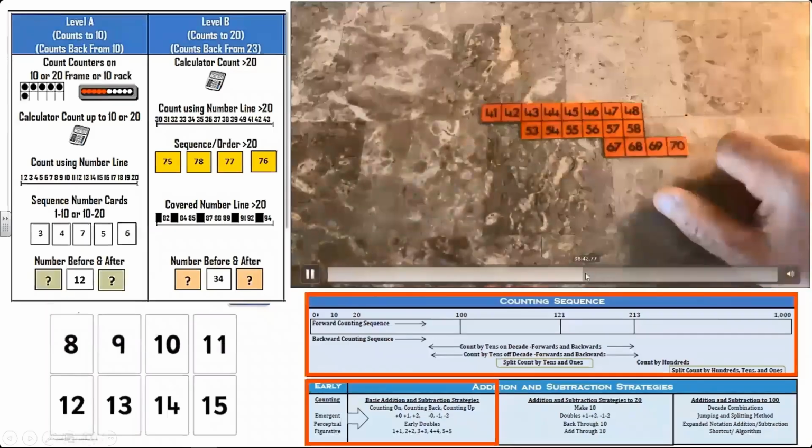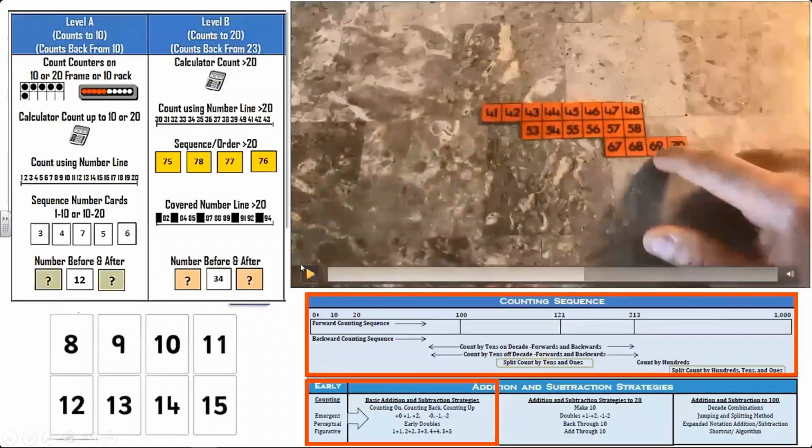69, and that's 58. Well, if we're counting by tens, right? These are 100 grid puzzles. You just take a 100 grid, you cut it up, and then they have to say, okay, 10 more than 56 would be 66. What number comes before 67 would be 66.